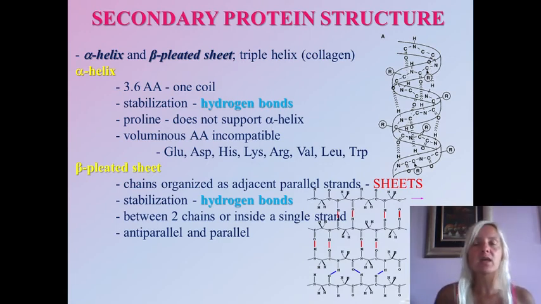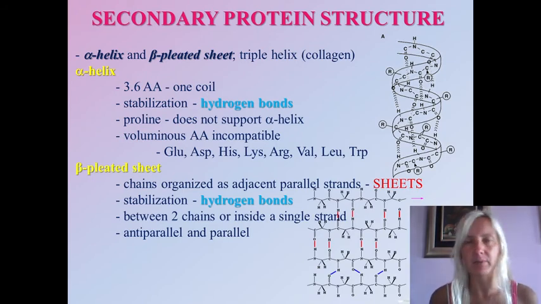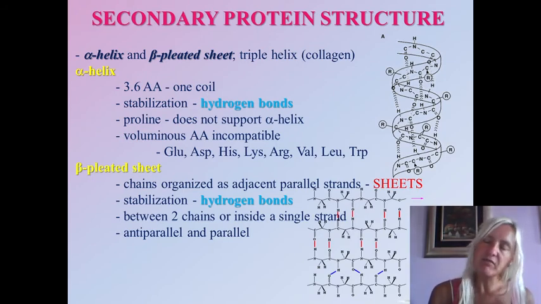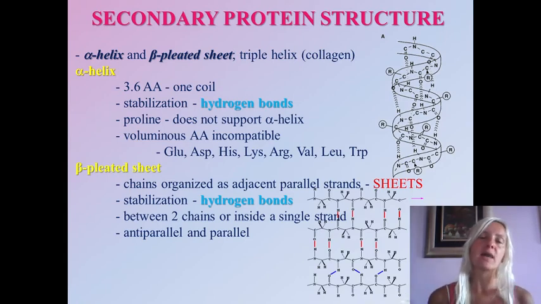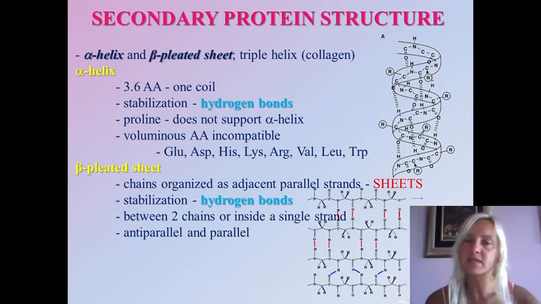And now we can go into details. There are a lot of subgroups of beta pleated sheet organization. I have mentioned only a couple of those. It can be formed between two different polypeptide chains, or it can be formed inside a single strand. They can be parallel, or they can be anti-parallel. They can tend to form some supercoiled structures and so on and so on.